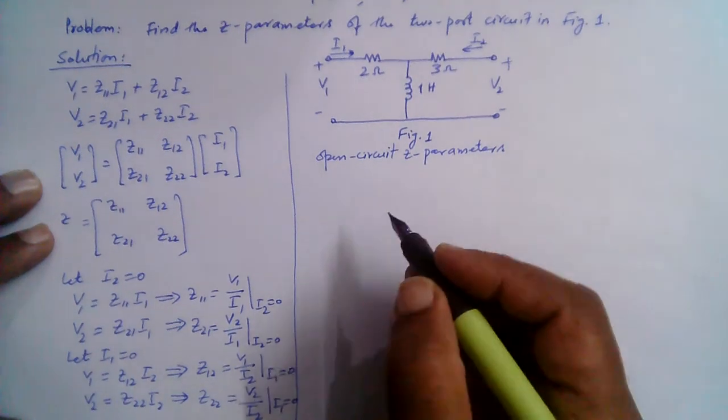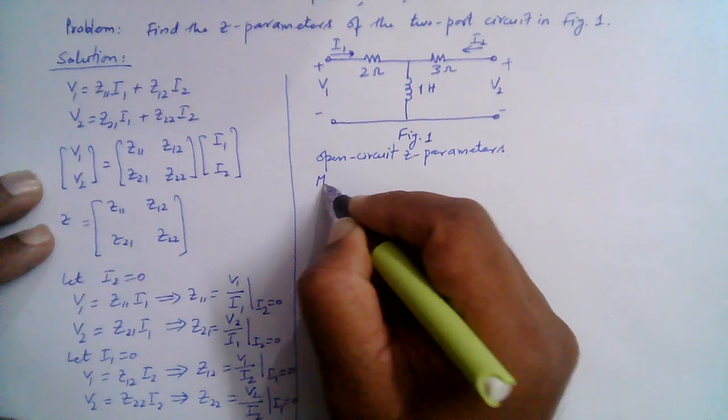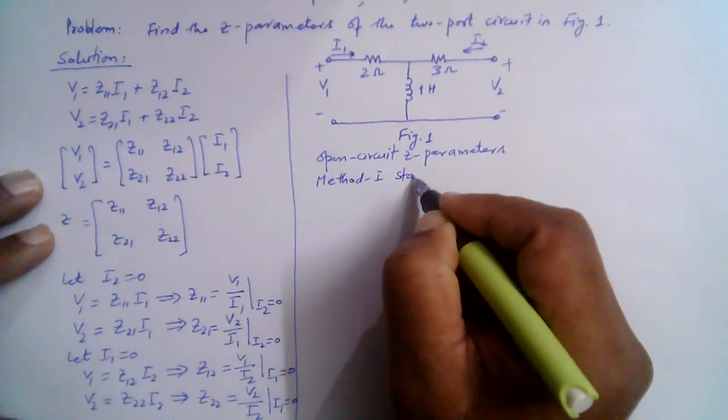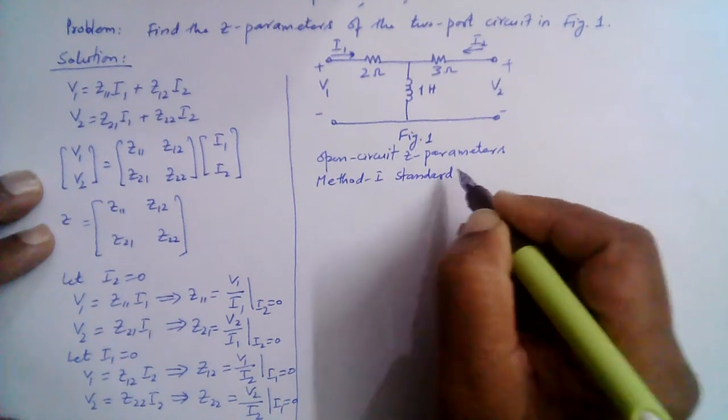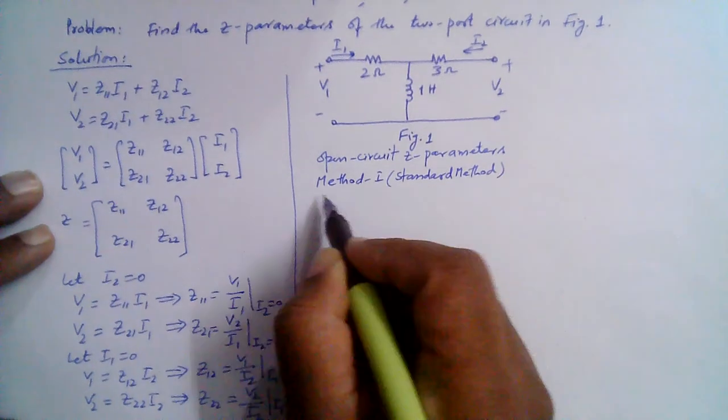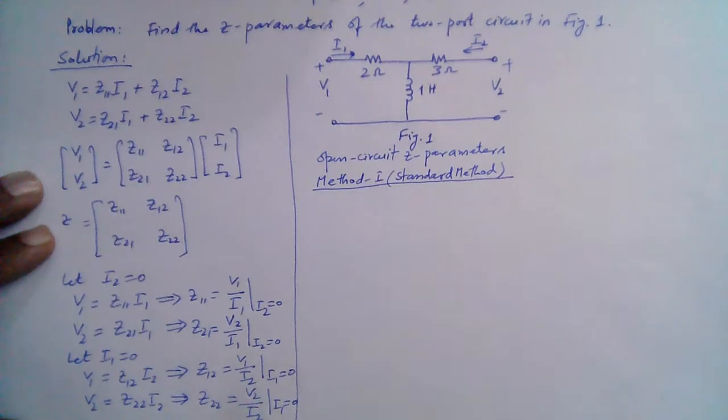So this is the standard method. So this is method number 1, standard method. Using this method, we can find the impedance parameters for any given circuit, right?